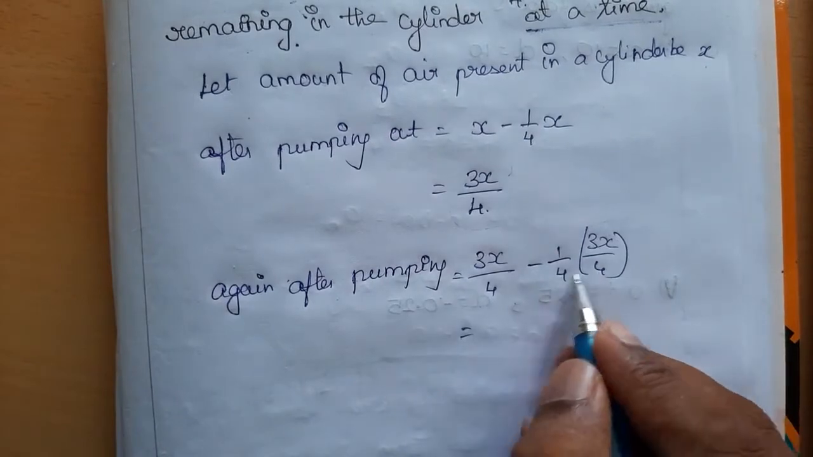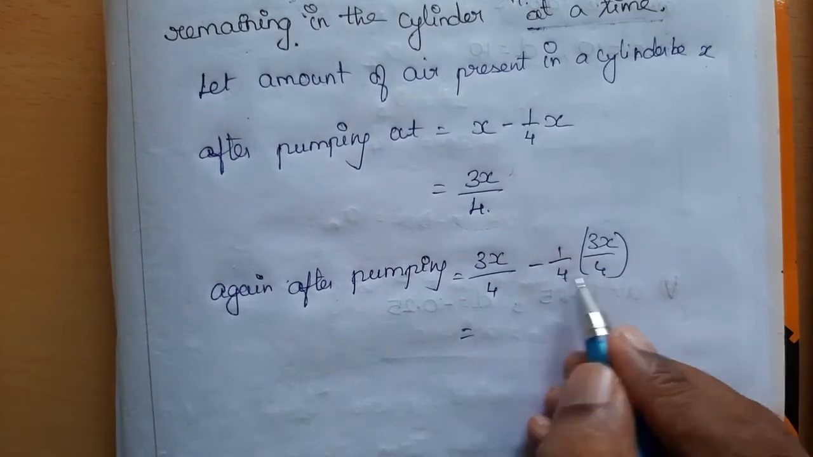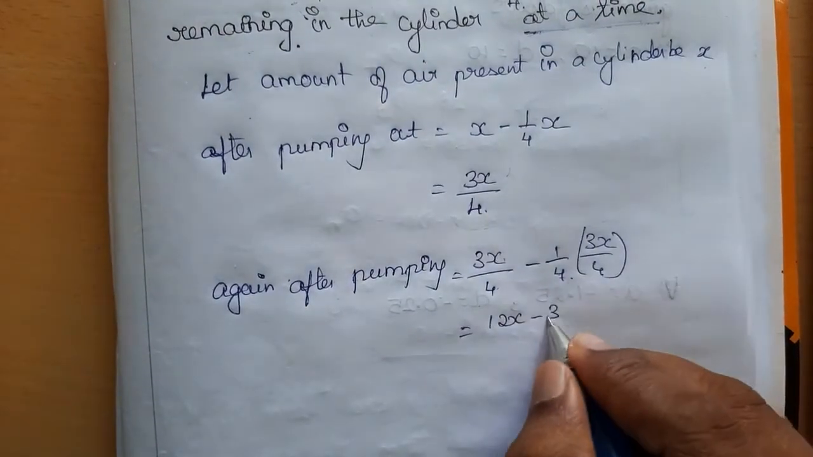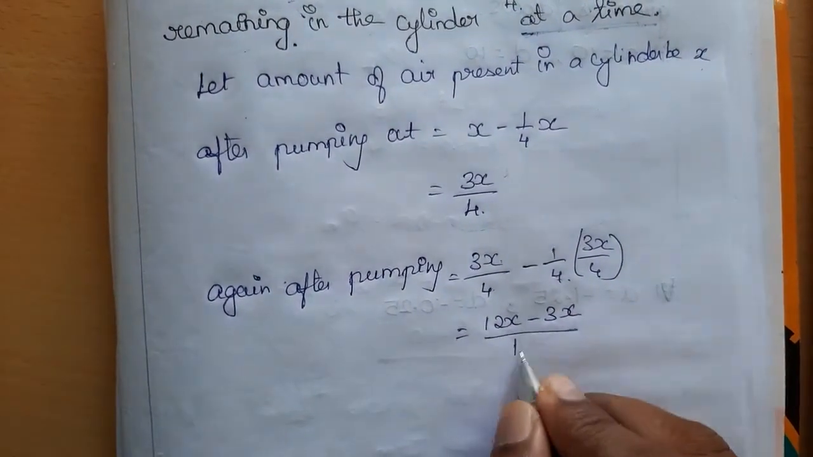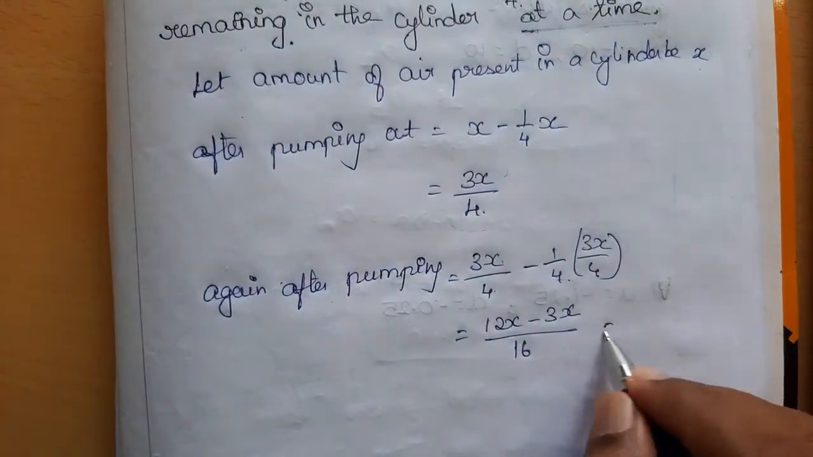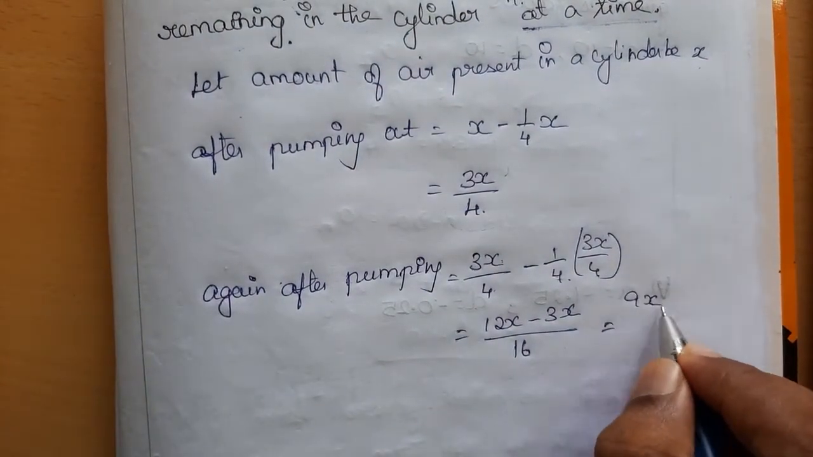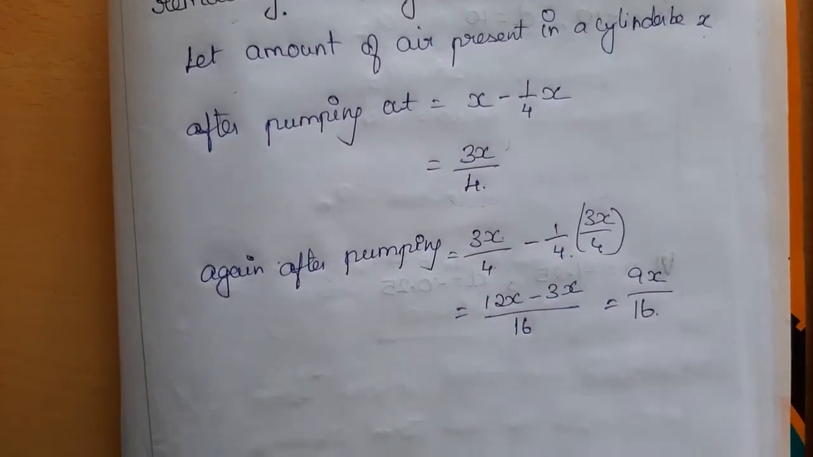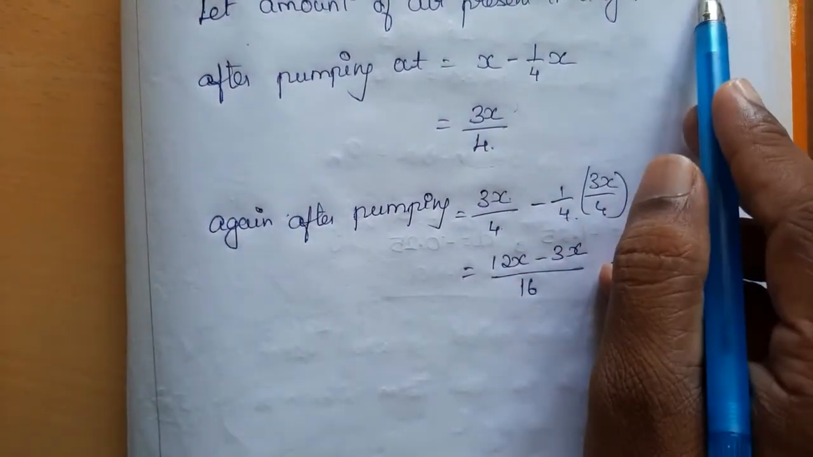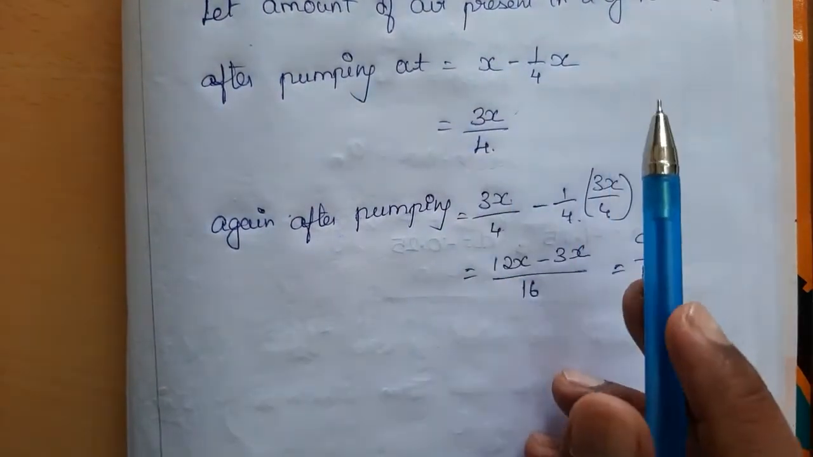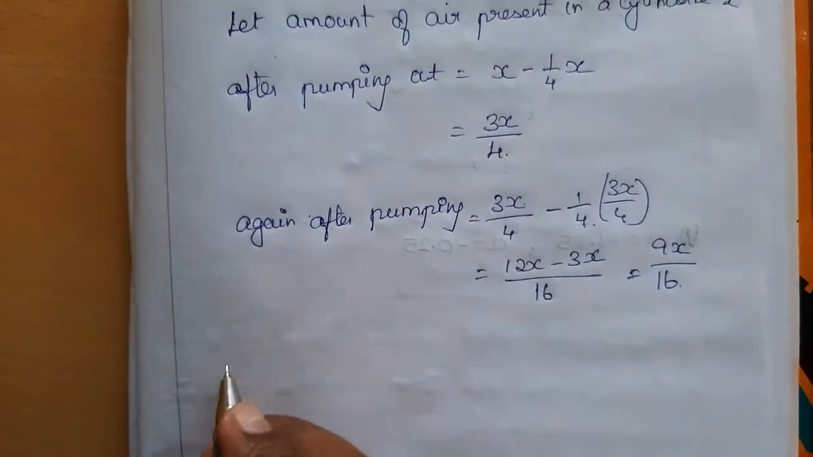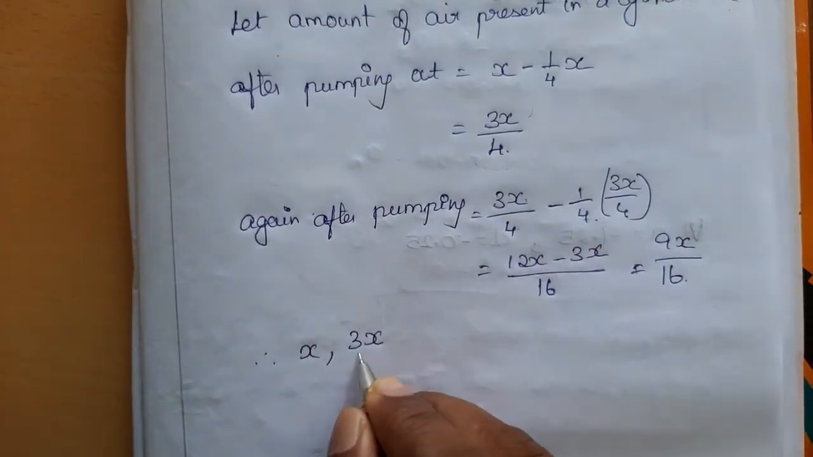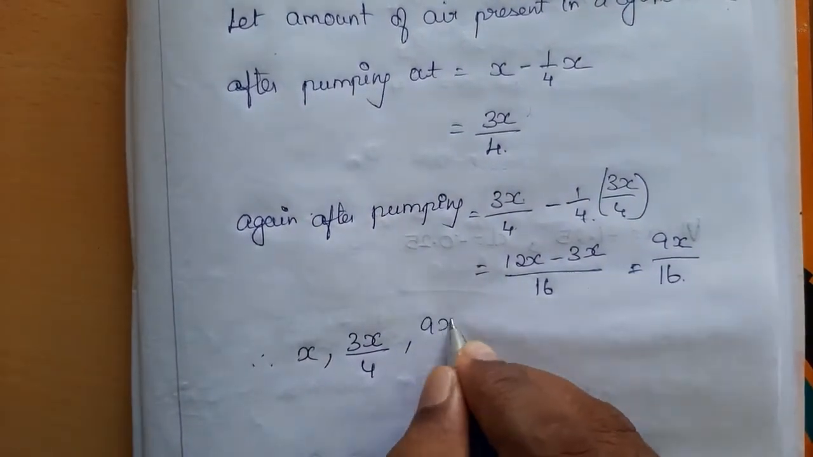So here we want to take an LCM. 4 4s are 16, here 4, so we will multiply by 4 here. 4 3s are 12x minus 3x divided by 16, which is equal to 12x minus 3x is 9x by 16. Right? So we have a sequence. First there will be X amount, the next if you pumped is 3x by 4, the next is 9x by 16, right? So therefore the sequence is x, 3x by 4, 9x by 16.